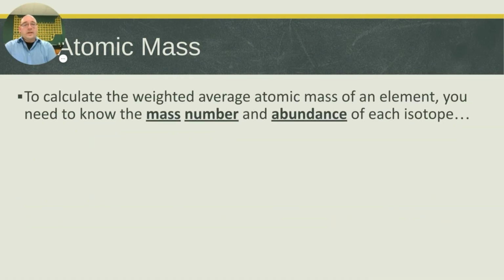So to calculate the weighted average of atomic mass of an element, you need to know the mass number and its abundance. You need to know the mass of the isotope and how much that isotope occurs. Now, I'm going to tell you the abundances. You don't have to memorize those or calculate those.